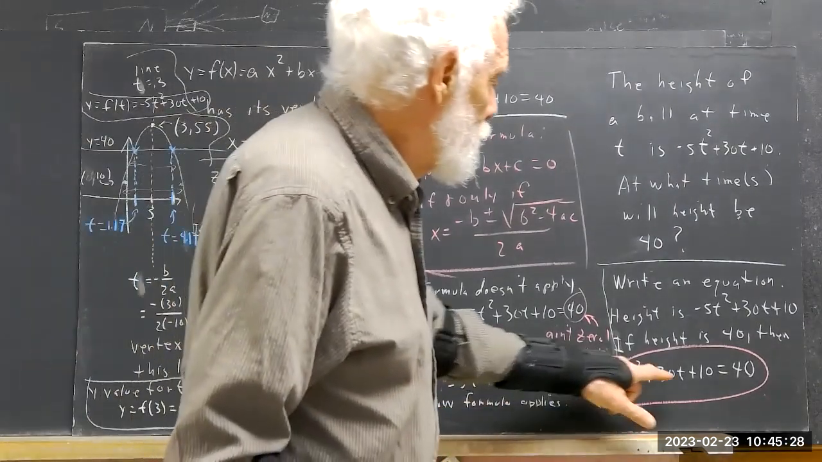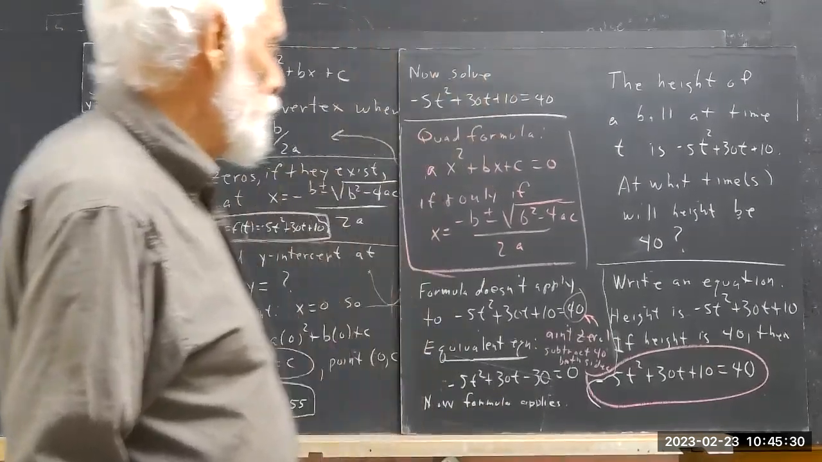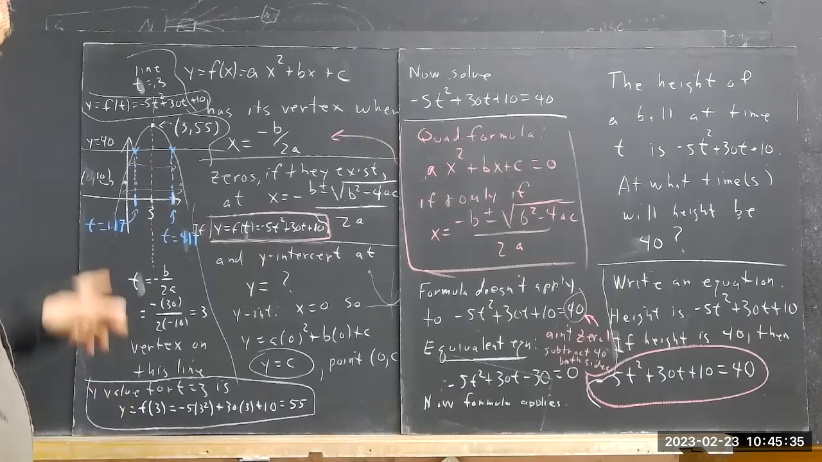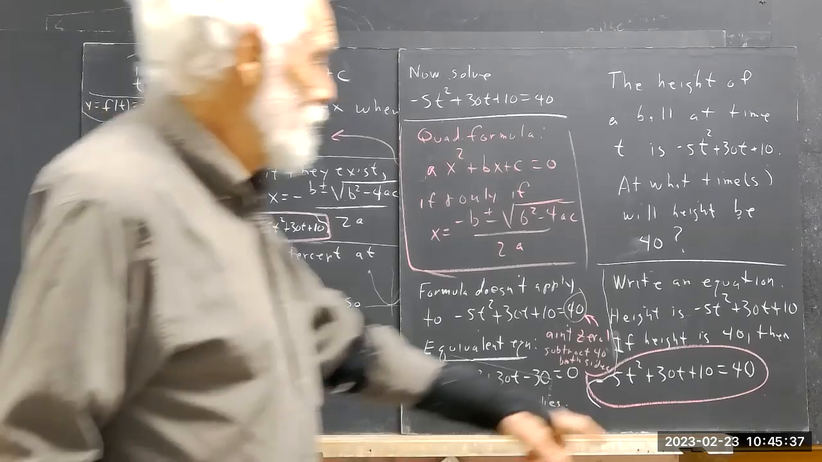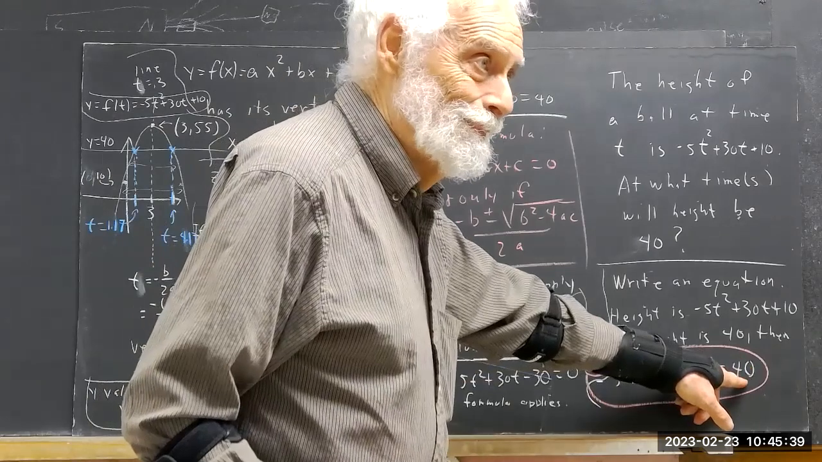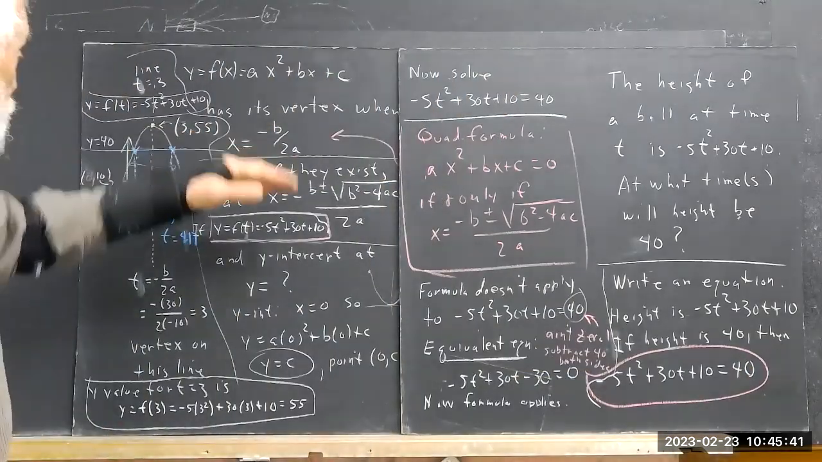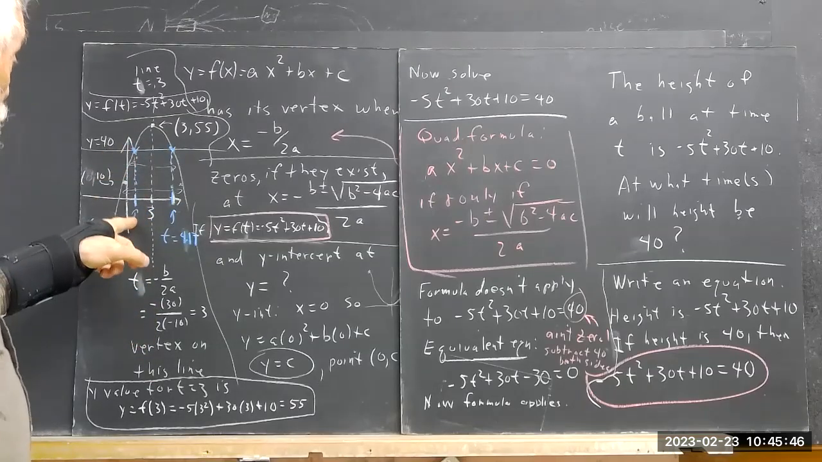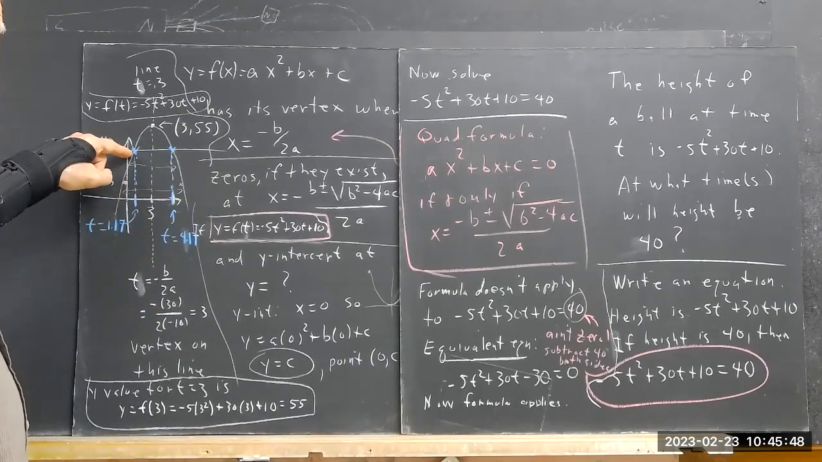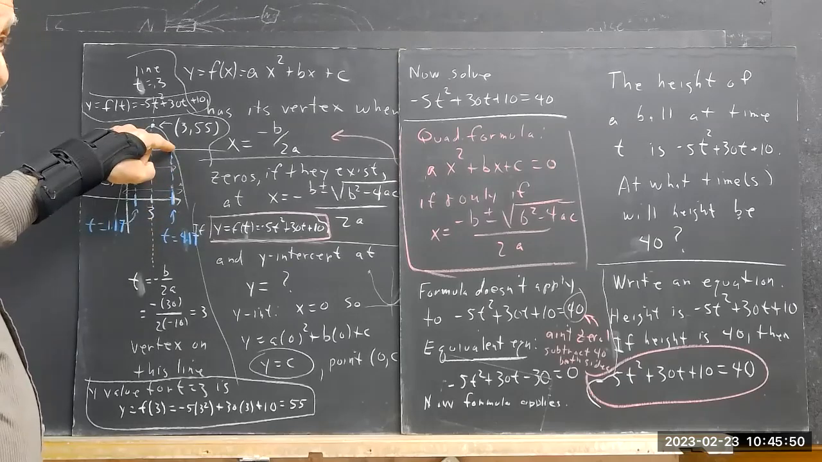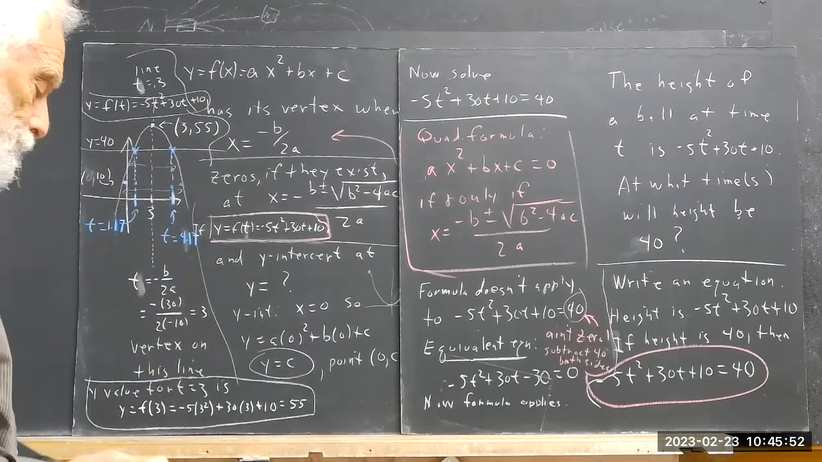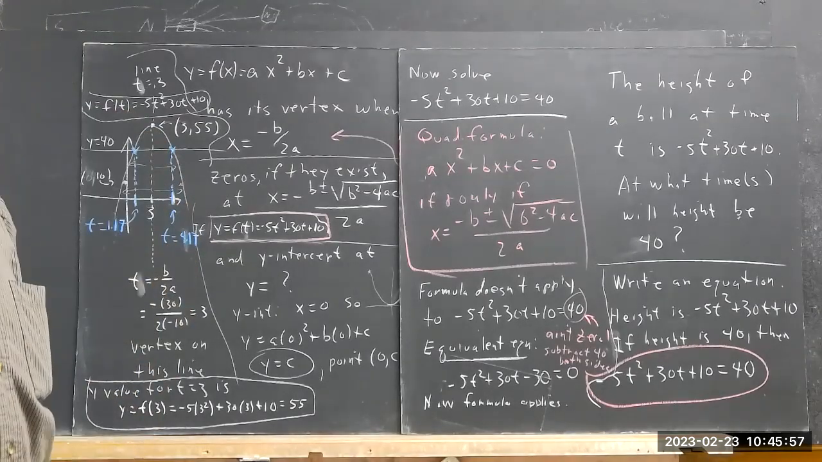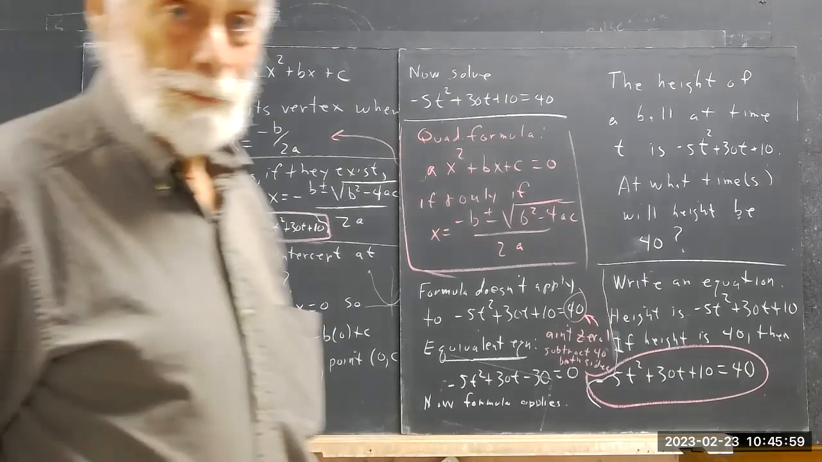We have our negative 5t squared plus 30t plus 10 here. There's a graph, and we have y equals 40. Where they meet tells you the time when t equals 40, and another time when t equals 40. All right. Now, you understand how we graph this parabola, because that's in your next assignment.